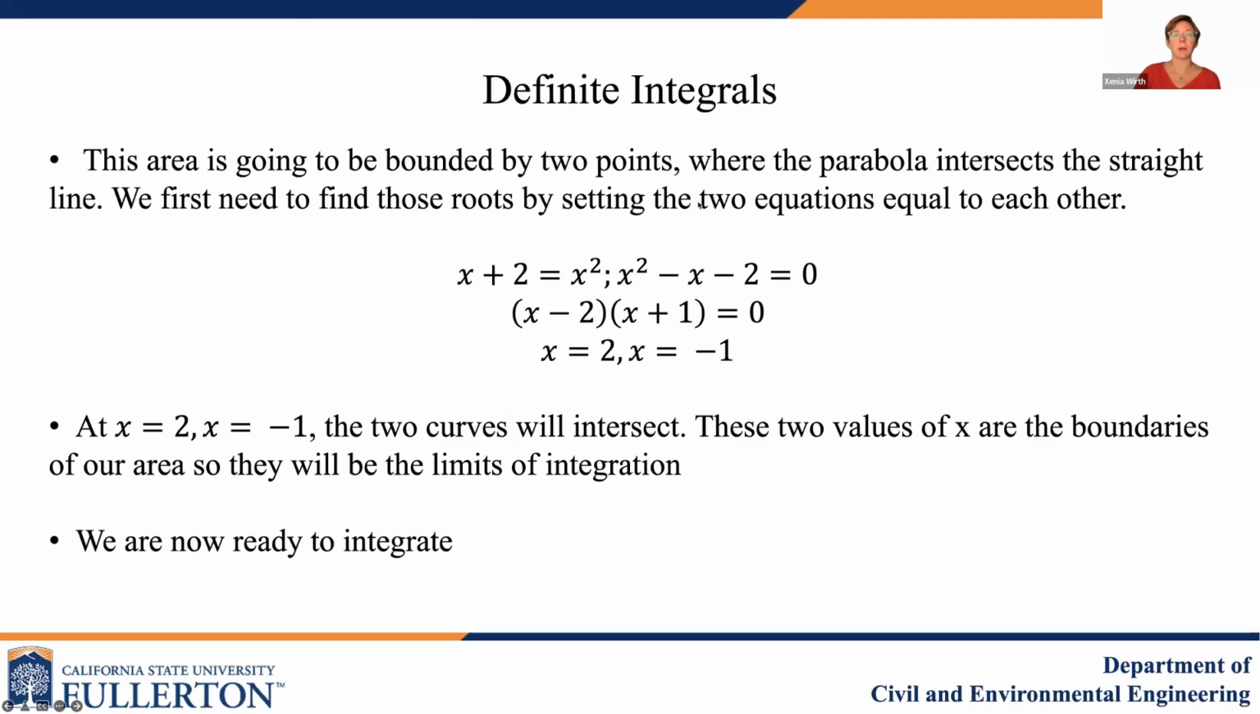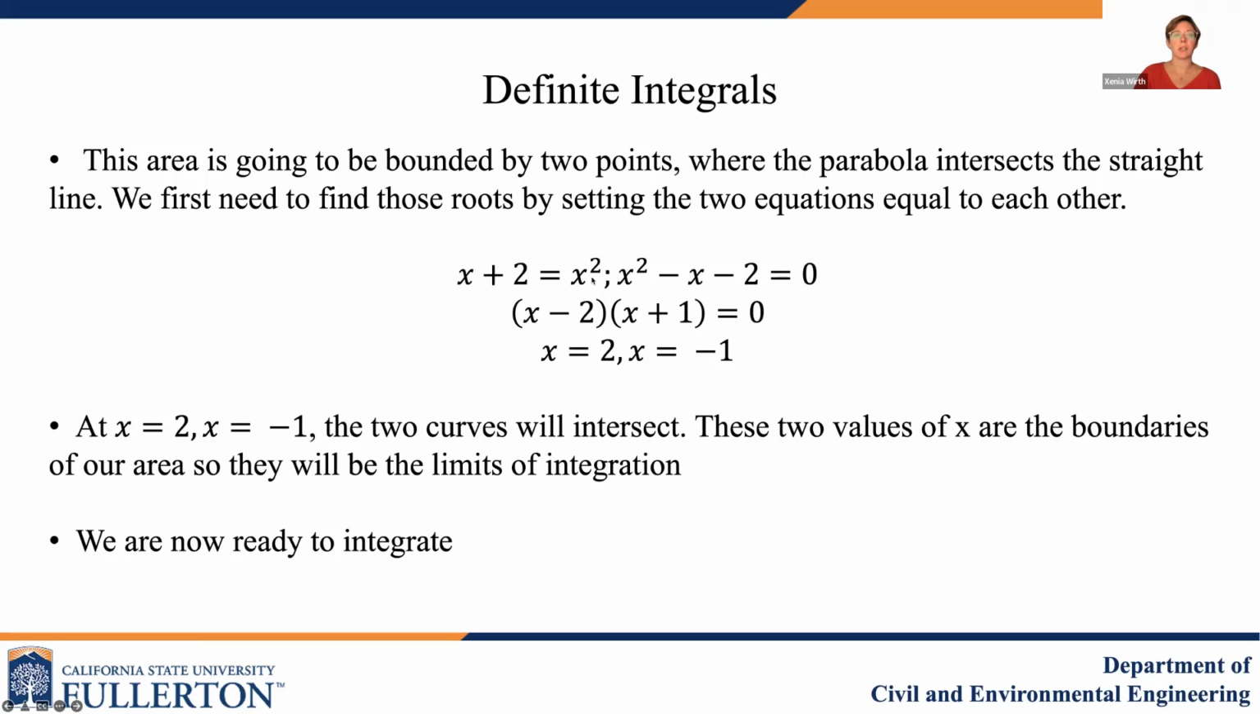This area is going to be bounded by 2 points. And those 2 points are where the parabola intersects the straight line. So that's going to be the limits of our curve. But we don't know what those are, we need to find them. So we first need to find those roots by setting the two equations equal to each other, because that's where the parabola intersects the straight line.